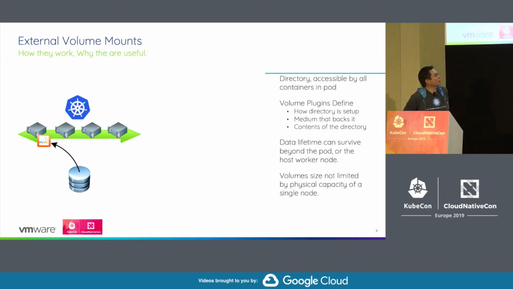So external volume mounts, what are they? How do they work? Why are they useful? They're useful for running stateful apps in Kubernetes. You know, the 12 factors said everything should be stateless, but the reality is that that was just declaring that the hard parts are somebody else's problem. And people want to run stateful apps inside containers and have them managed by an orchestrator like Kubernetes. And these external volume mounts are the key to doing this.